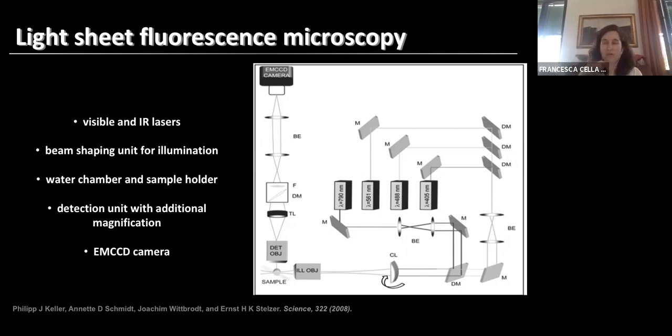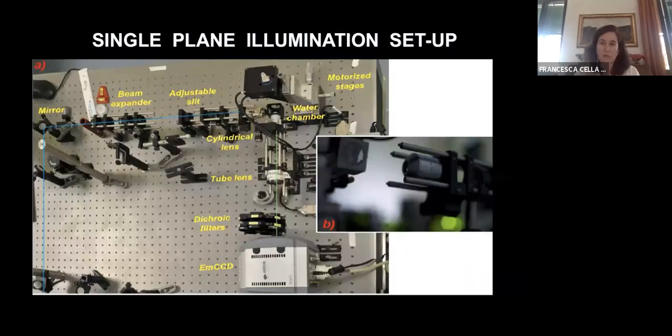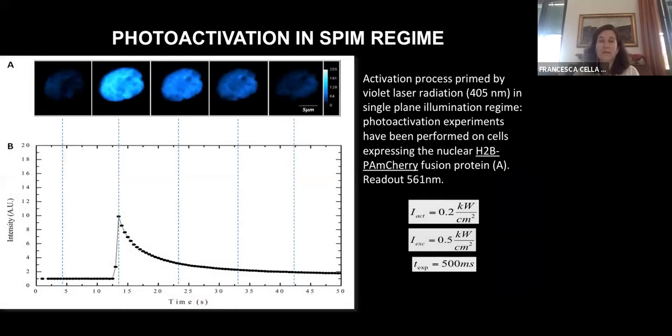And then we have a detection path. The detection path is quite similar to a wide field path, but it has an additional magnification that is required for detection of single molecules. So you need the right magnification for imaging single molecules. So here you can see the first optical scheme we built. And the first step was checking that we can have photoactivation in the light sheet regime.